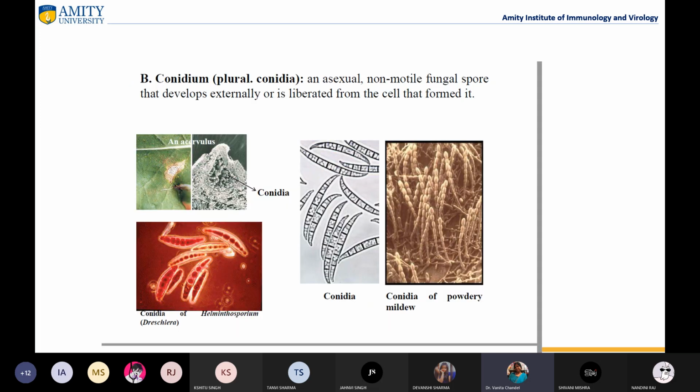Then they can form conidia also. They are asexual spores. They are non-motile fungal spores, and they develop externally or they are liberated from the cells where they are being formed, right? So they are asexual spores, conidia. Examples are conidia of powdery mildew, then conidia of Helminthosporium. These are the examples. They form conidia here.